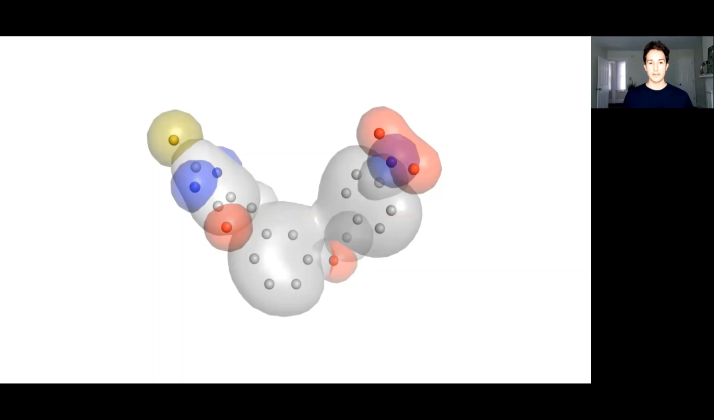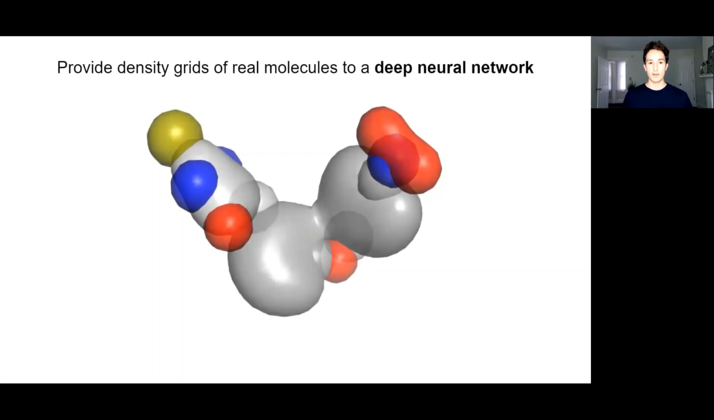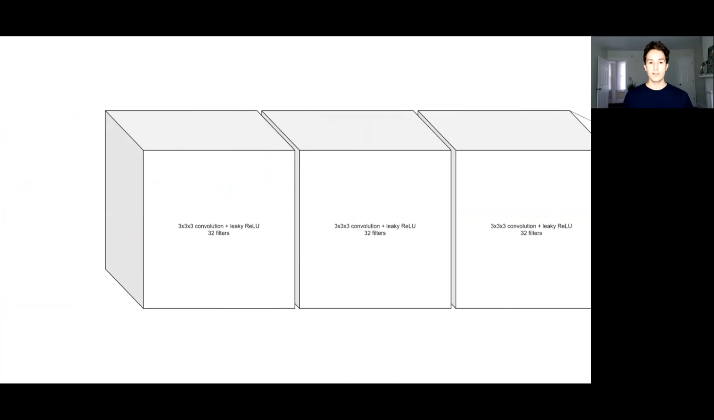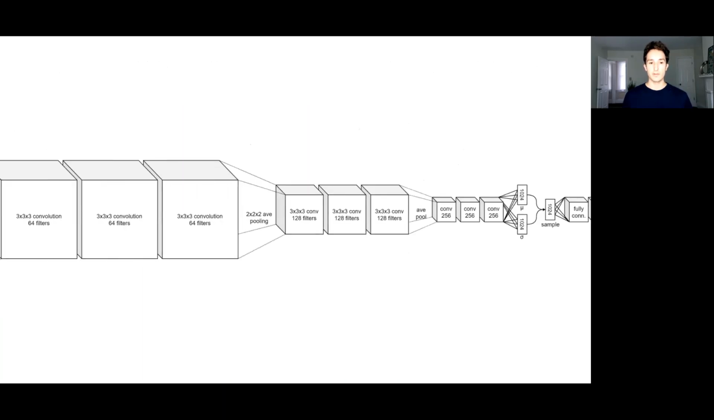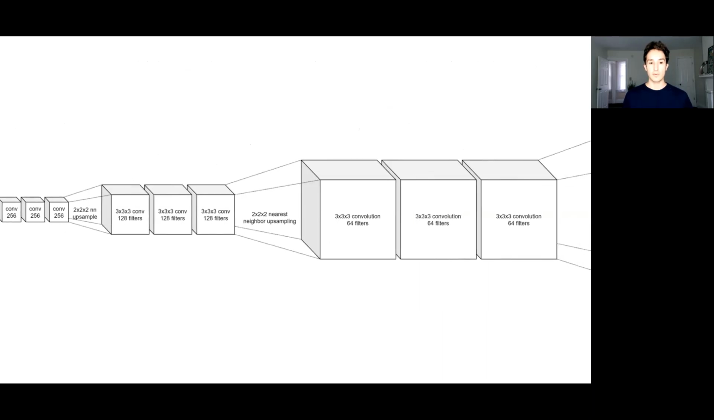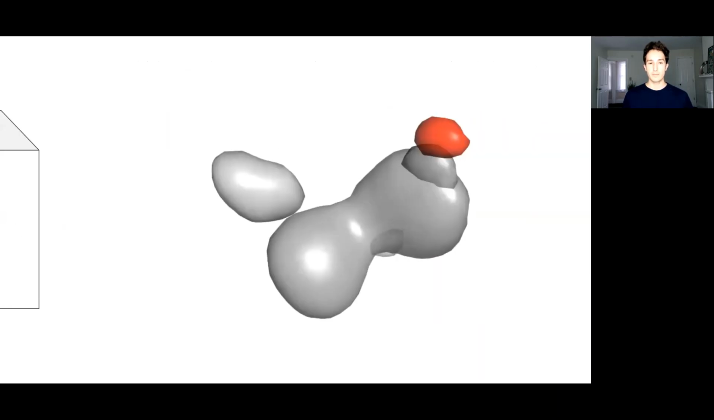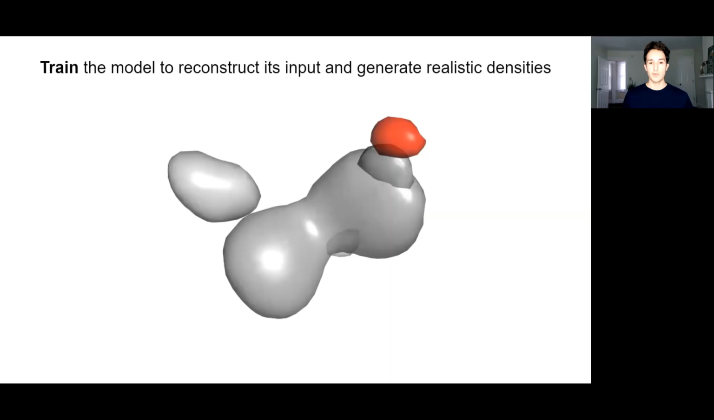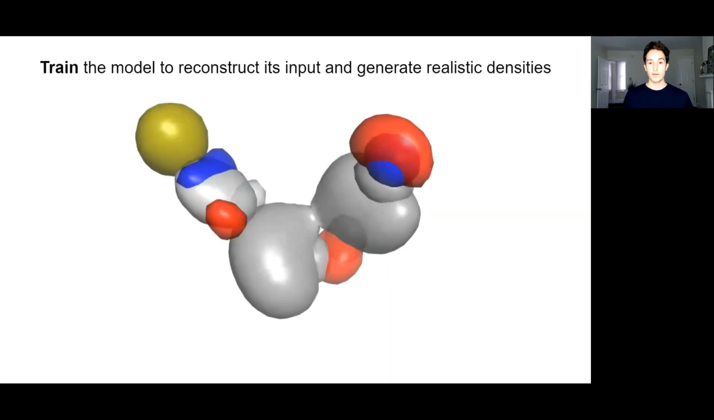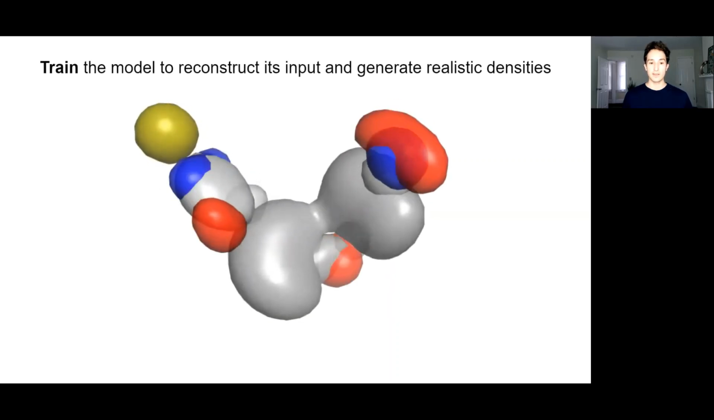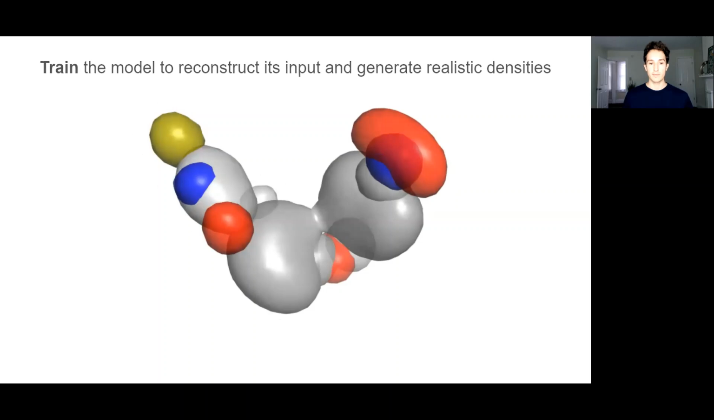We provide these density grids as the input to a deep neural network that encodes the input grids to a set of normally distributed latent variables. Then we sample this latent space and decode the sample to a density grid. We train the model to reconstruct its input grids and also to generate realistic densities using generative adversarial networks.